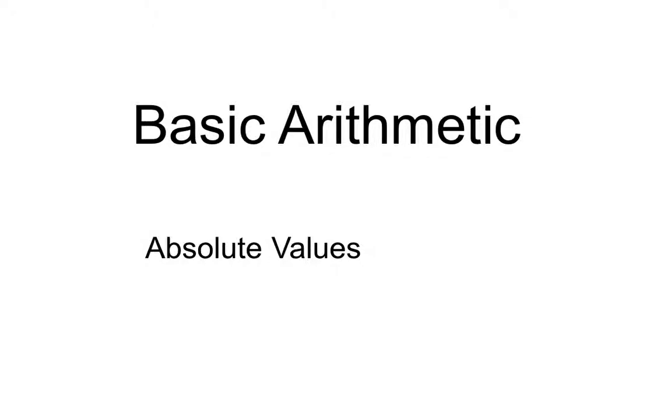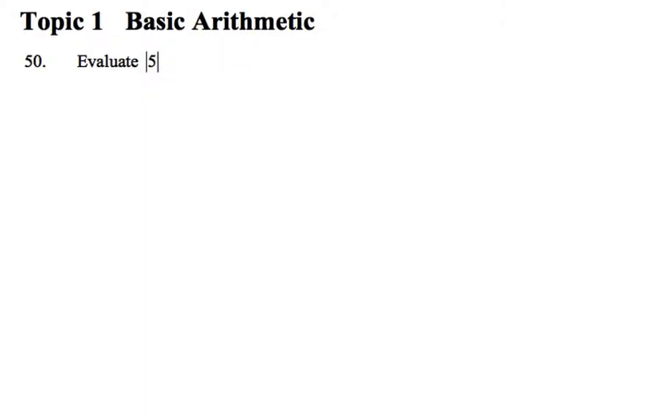It's a basic arithmetic video on absolute values, just having a look at a couple of key examples. What an absolute value sign does is, when there's a number in between it, if it's a negative number it turns into a positive. If it's already a positive number, well, it doesn't do much.